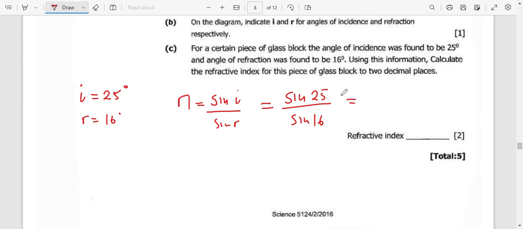That is sine 25 divided by sine 16. This has given me 1.533. This is the refractive index, which we can just give as 1.5. That's the answer for this question.